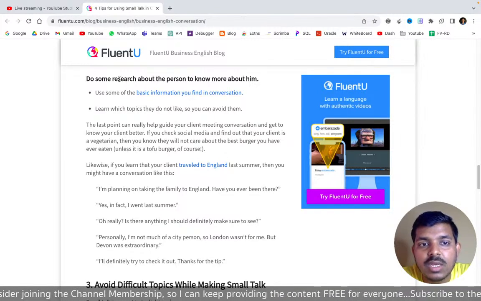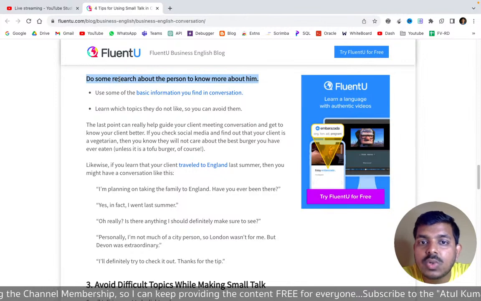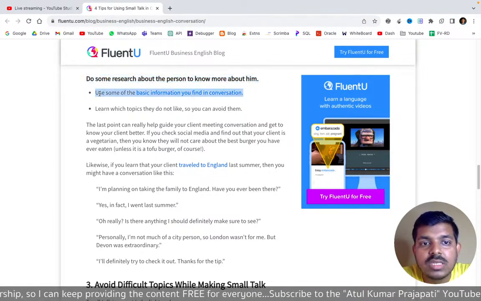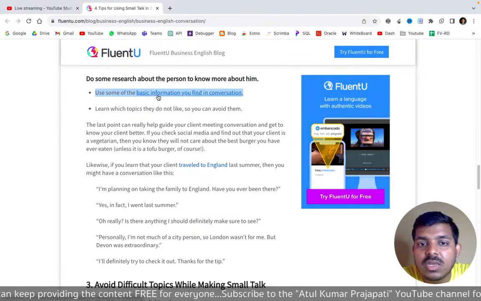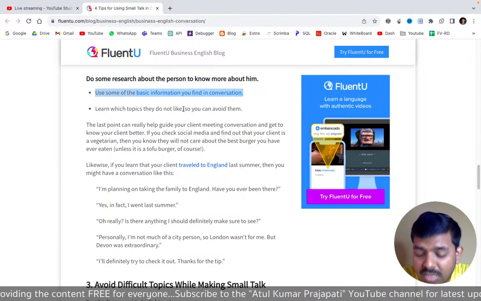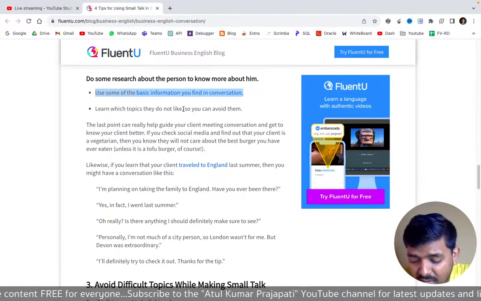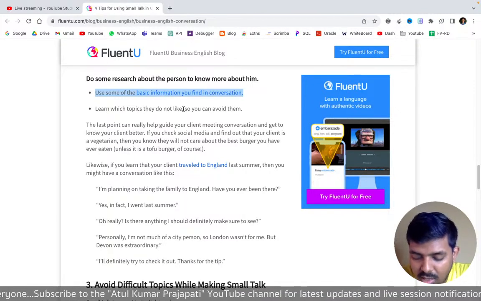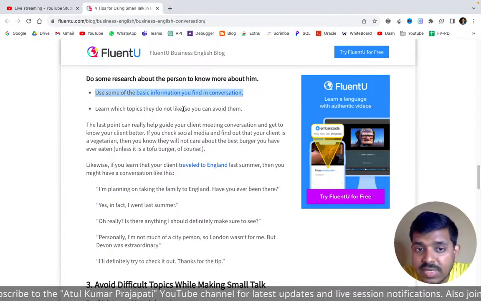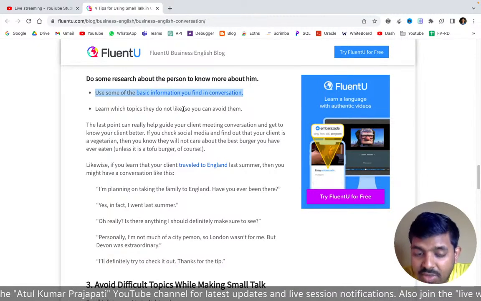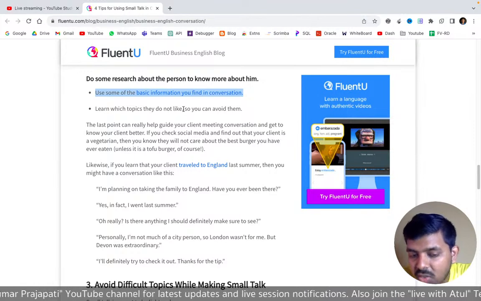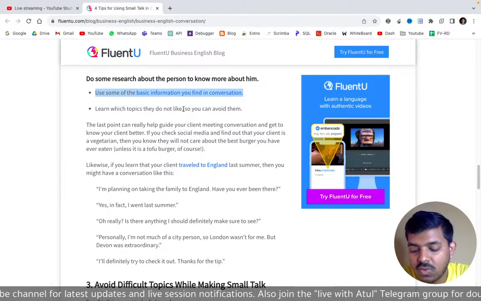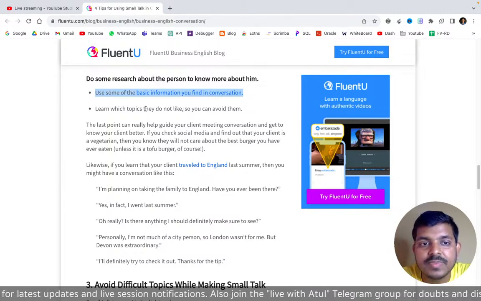Then finally, do some research about the person to know more about him or her. So here you can see that you use some of the basic information you find in a conversation. Maybe the other person will reveal what his hometown is, or which school or university they have gone to. So you will find those clues if you are actually paying attention to it. And from there on, you can build the conversation.